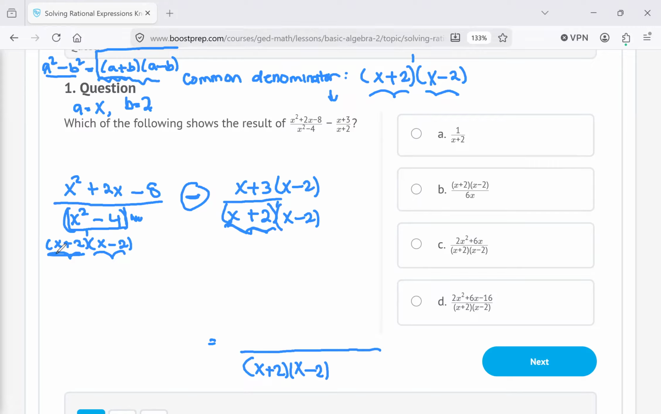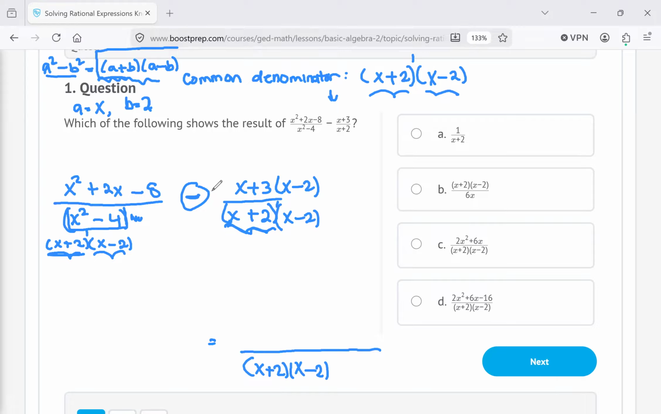And then on the left side, it looks good. We have an x plus 2 and an x minus 2, so that's our common denominator, so we don't have to multiply anything. Okay, so all we got to do is fix the numerator because the denominator is always going to be your common denominator. Don't worry about the bottom anymore, because the bottom is just your common denominator, which is x plus 2 and x minus 2. All we got to do is simplify our numerator.